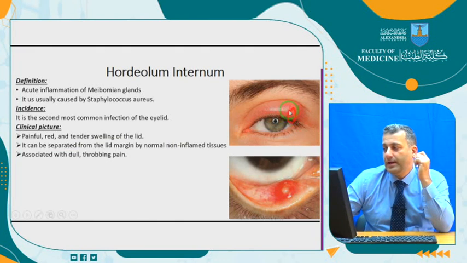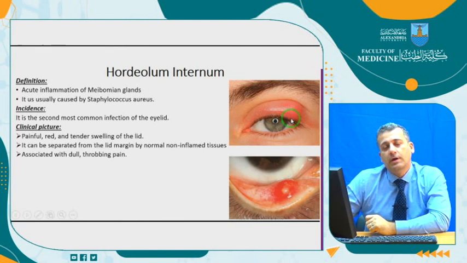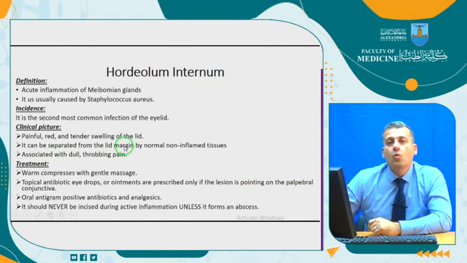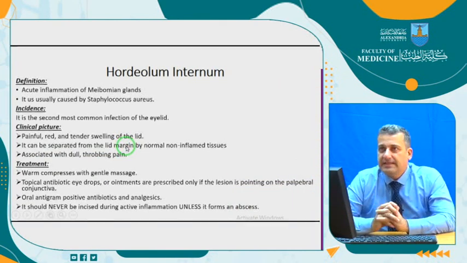Again here, this is the swelling and this is the inflamed swelling. You can see the lid margin is normal and there is normal tissue separating it from the chalazion itself, or sorry, from the hordeolum internum itself. The pain is a dull, throbbing pain. How do we treat it? Warm compresses with gentle massage.